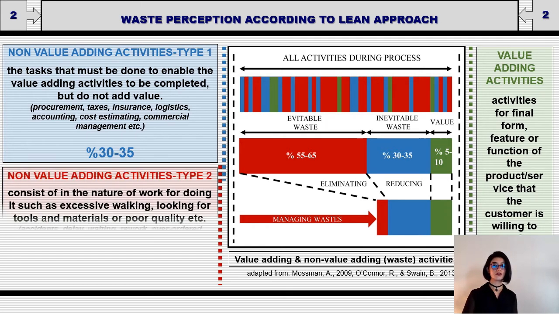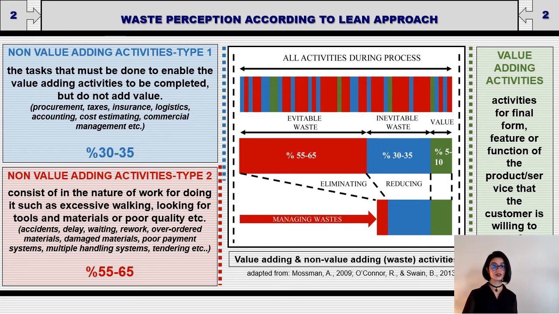The red one is avoidable waste, non-value-adding activities type 2. These waste types or activities are not in the nature of the work, such as excessive walking, looking for tools and materials, or poor quality, etc. Such as accidents, delay, waiting, rework, overordered materials, damaged materials, poor payment systems, multiple handling systems, tendering and the like. These activities are approximately 55 or 65% of all activities.